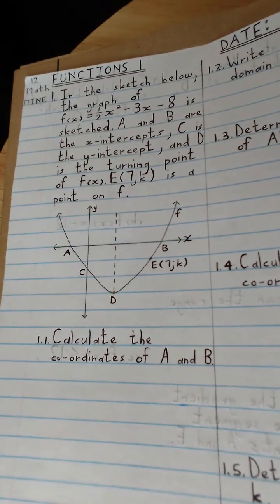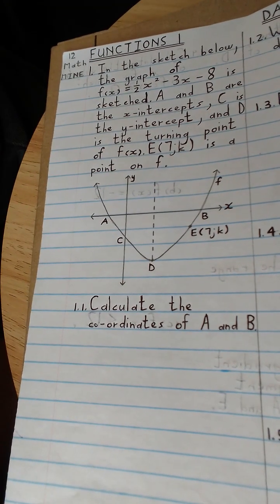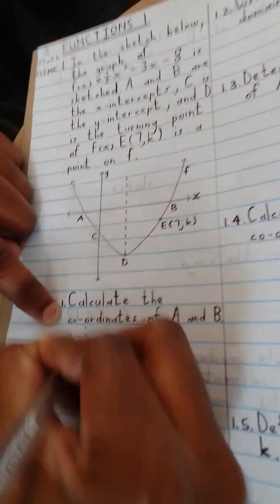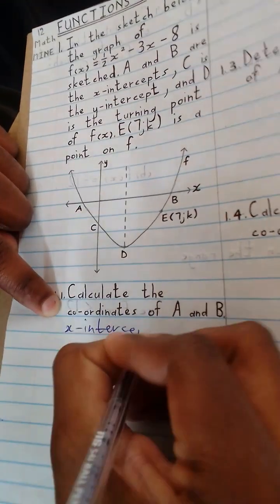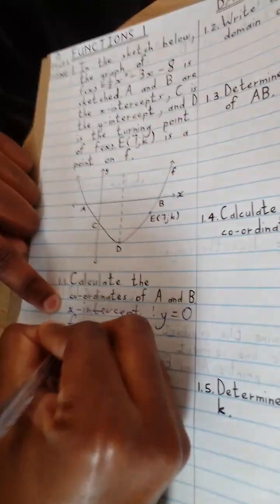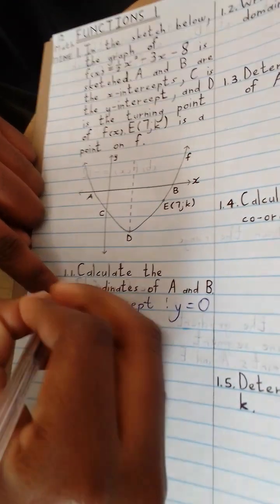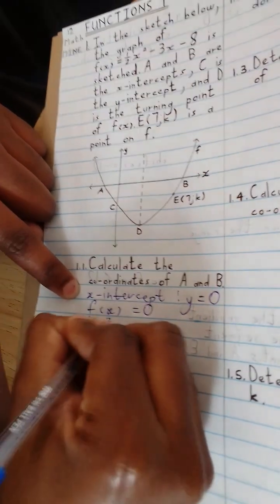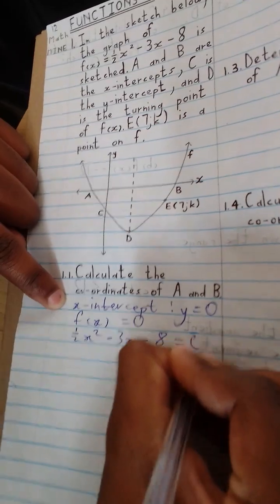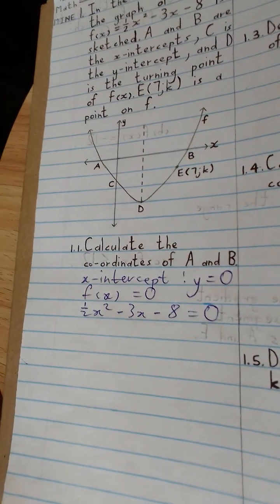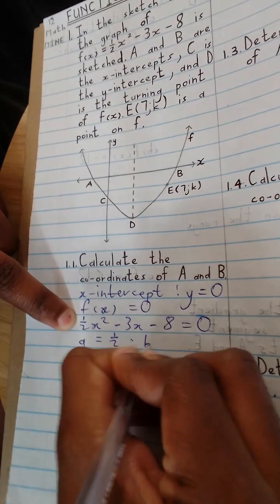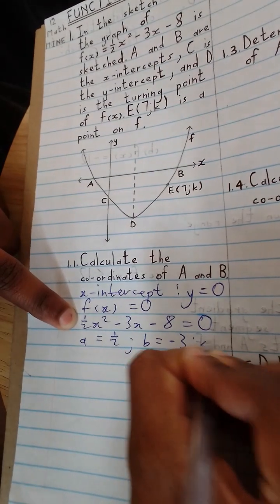1.1 states, calculate the coordinates of A and B. We are told that A and B are the x-intercepts, so y is 0. So we equate f of x to 0. What is f of x? Half x squared minus 3x minus 8 is 0. So you can use the quadratic formula. A is half, B is negative 3, C is negative 8.